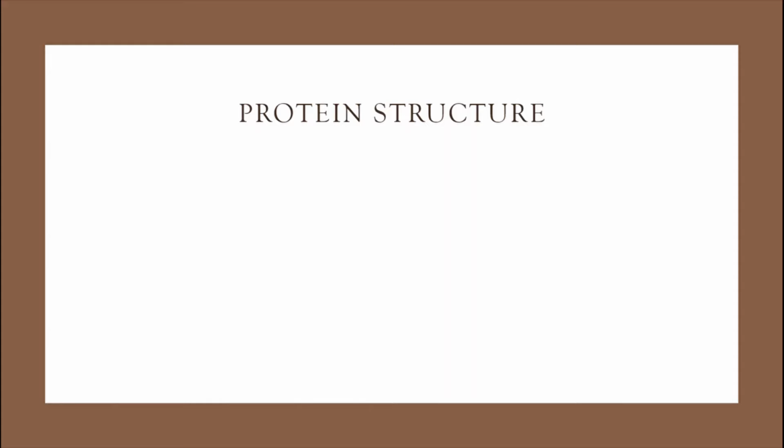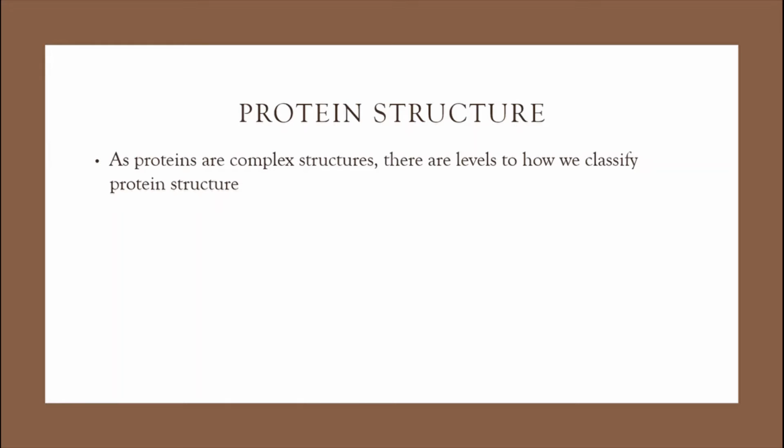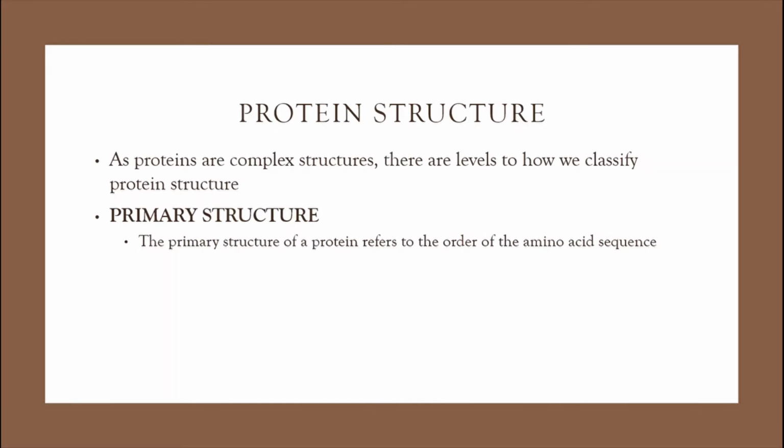Now let's have a look at protein structure. So proteins are very, very complex, and as a result, there are different levels to how we classify protein structure. So there are 4 levels. We'll start by looking at the first level, which is the primary level of structure. So the primary structure of a protein refers to the order of the amino acid sequence.